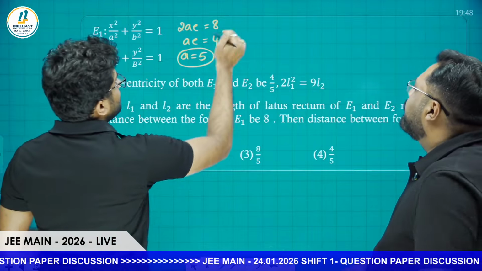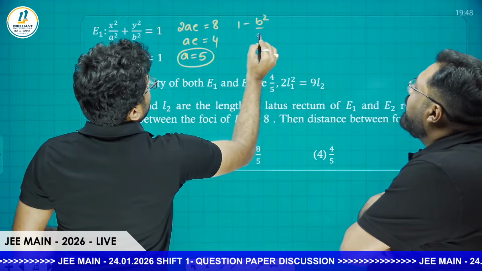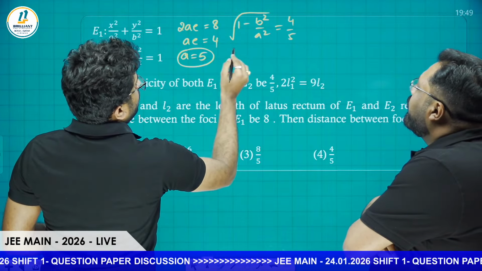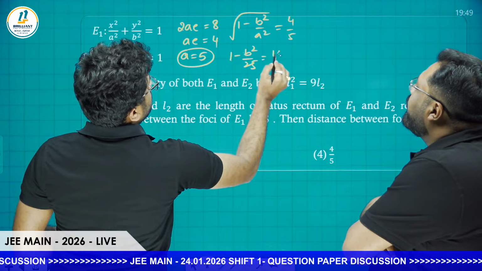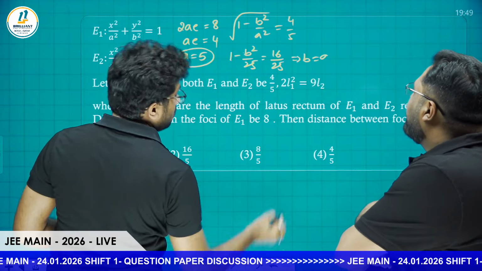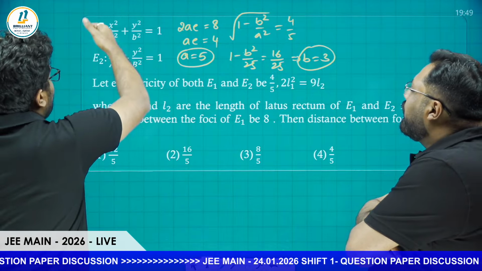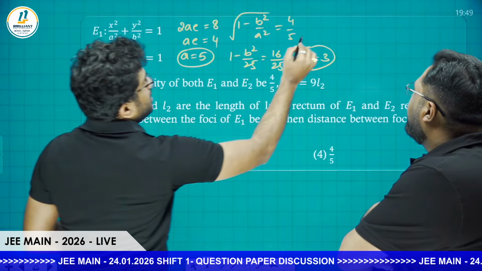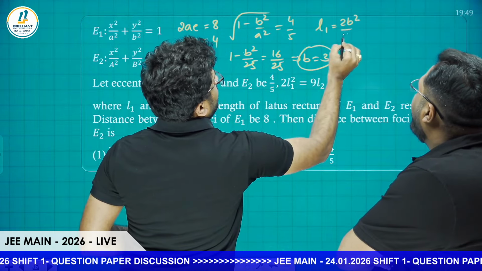Now the eccentricity of the first ellipse, they have given as 4 by 5. Eccentricity is square root of 1 minus B squared by A squared, equals 4 by 5. Squaring on both sides, 1 minus B squared by 25 equals 16 by 25. B squared equals 9, B equals 3. So we have B as 3, A is 5. All the things related to E1 can be done. They said L1 is the length of the latus rectum, which is 2B squared by A.